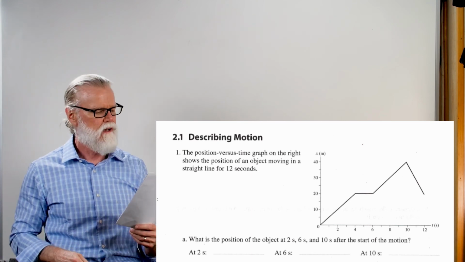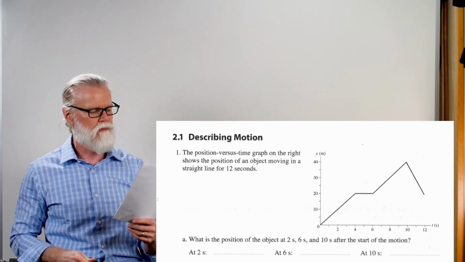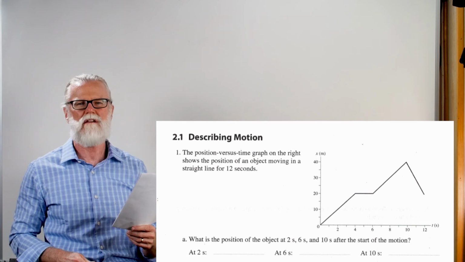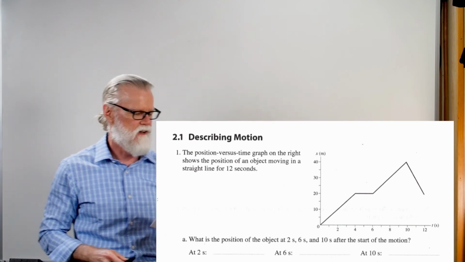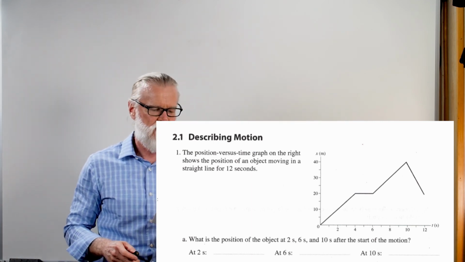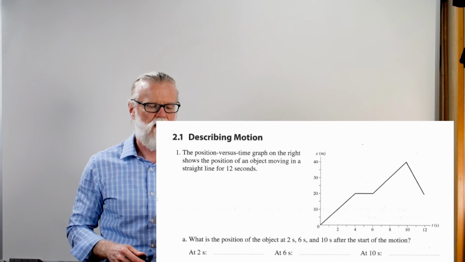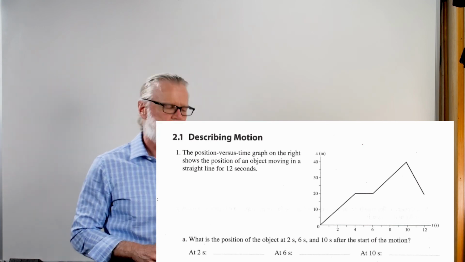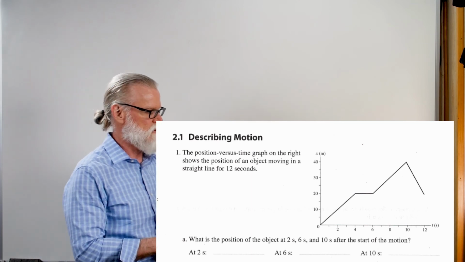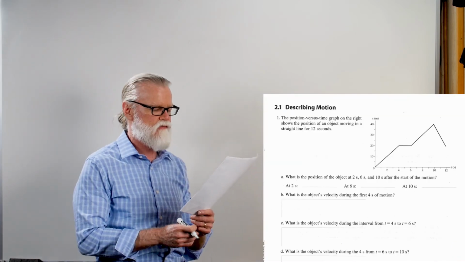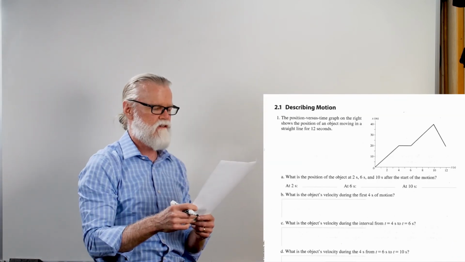All right. What is the position at 2 seconds? You can read that right off the graph. 2 seconds looks like it's at 10 meters. And at 6 seconds, it looks like it's at 20 meters. And at 10 seconds, it looks like it's at 40 meters. Just read that right off the graph. That's pretty simple. What is the object's velocity during the first 4 seconds of motion?